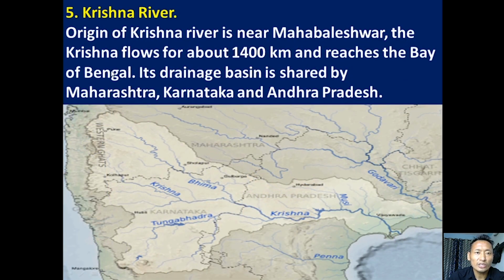Next, Krishna River. The origin of Krishna River is near Mahabaleshwar. Mahabaleshwar is a part of Western Ghat. The Krishna River flows for about 1,400 kilometers and finally discharges its river water in the Bay of Bengal Sea. Its drainage basin is shared by Indian states such as Maharashtra, Karnataka, and Andhra Pradesh.